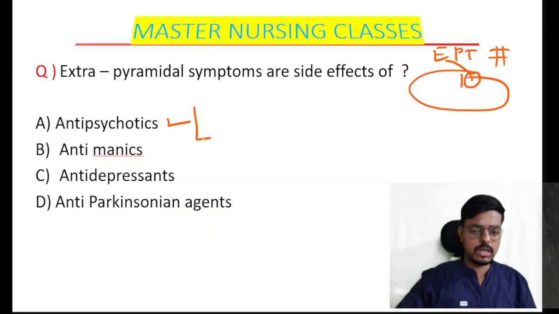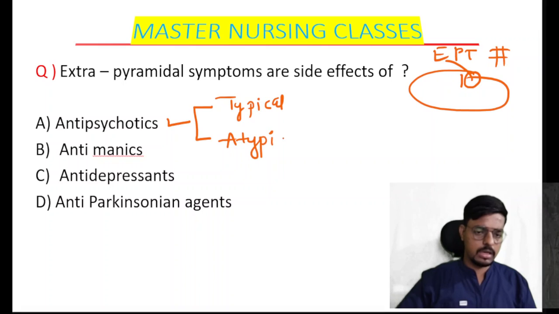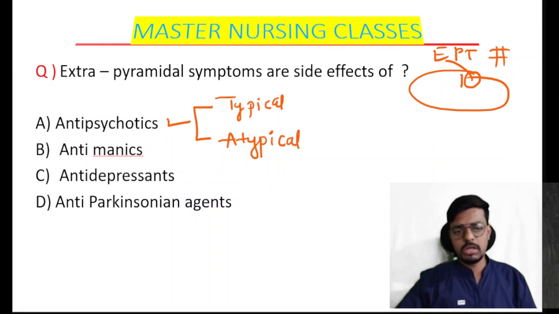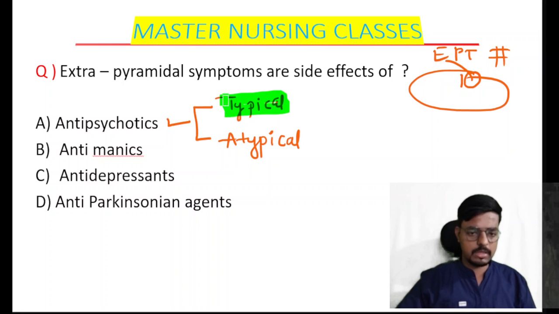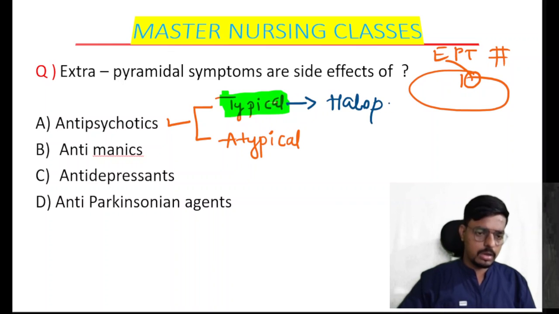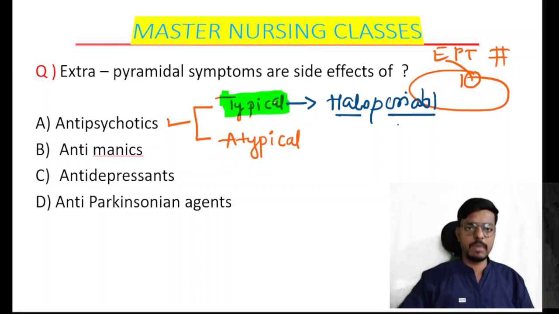In the antipsychotics we have two kinds of antipsychotics, students: typical antipsychotics and atypical antipsychotics. Among these two, typical antipsychotics mainly cause the extrapyramidal symptoms. In atypical antipsychotics there is less chance of causing the extrapyramidal symptoms. From the typical antipsychotic medicines, the drug which causes the maximum extrapyramidal symptoms is haloperidol.